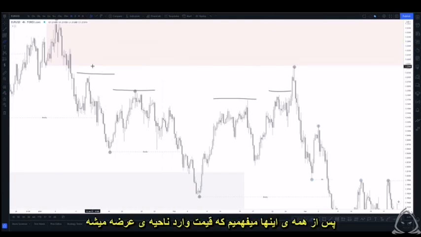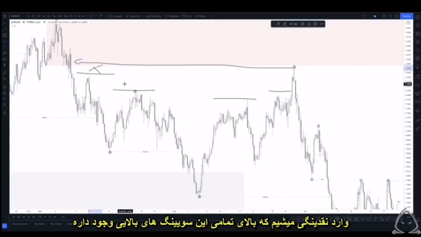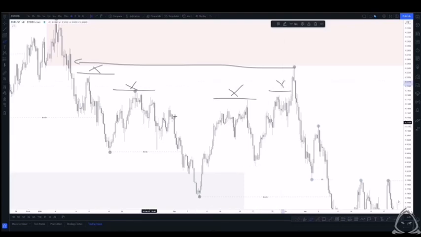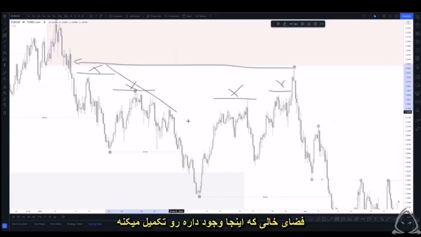So what we can see from all of that is price taps into the supply zone. We tap into liquidity that rests above all of these swing highs. What does this also do? It completes the void that is resting right here.